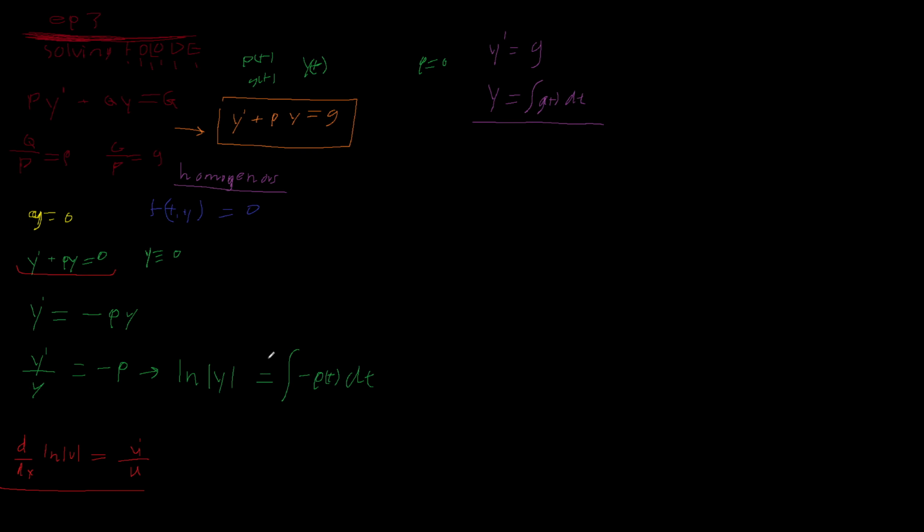But this is still not the solution. Obviously, we have the natural log of y is equal to this, but we want to know what y is equal to. So we can reverse this by raising both sides to the power of e. So we get e to the integral of negative p of t.